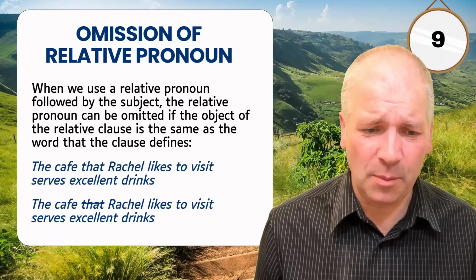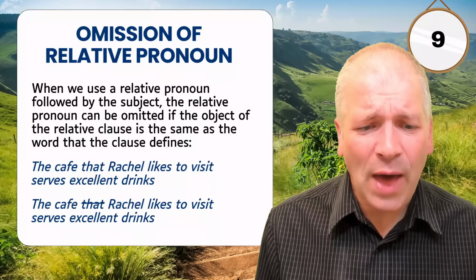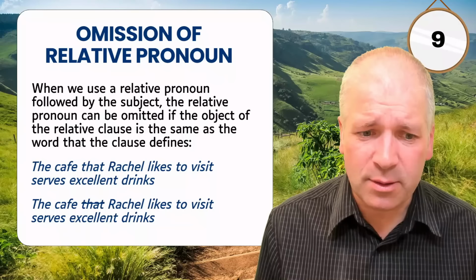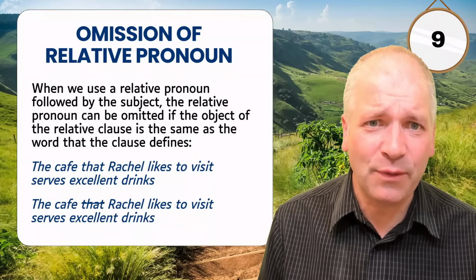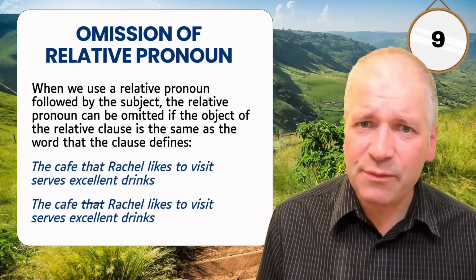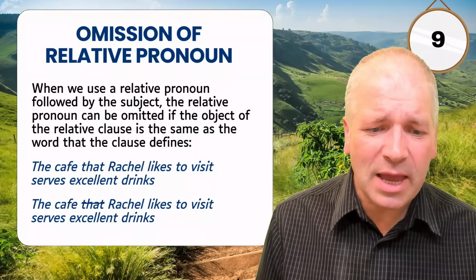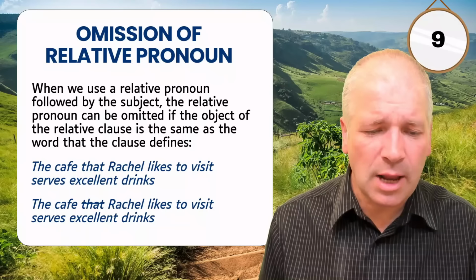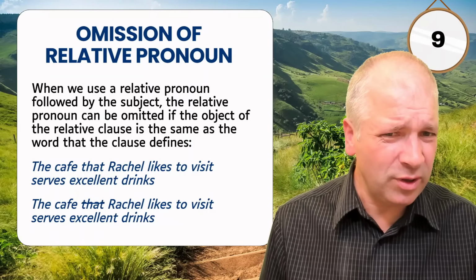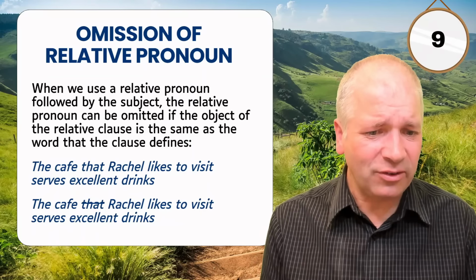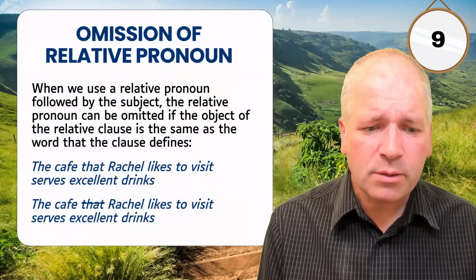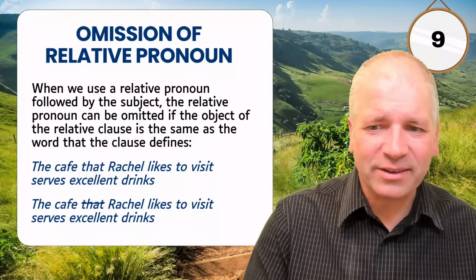Consider these two examples. The cafe that Rachel likes to visit serves excellent drinks. Well, that refers to the cafe, so we can leave it out. The cafe Rachel likes to visit serves excellent drinks. So now we have the cafe, which is really described with that, and then Rachel is the subject of the relative clause. So in this case, we can leave that out.